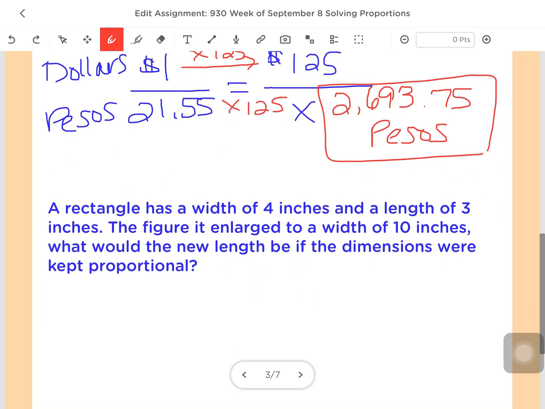Okay, the next question. A rectangle has a width of 4 inches and a length of 3 inches. The figure is enlarged to a width of 10 inches. What would the new length be if the dimensions were kept proportional?